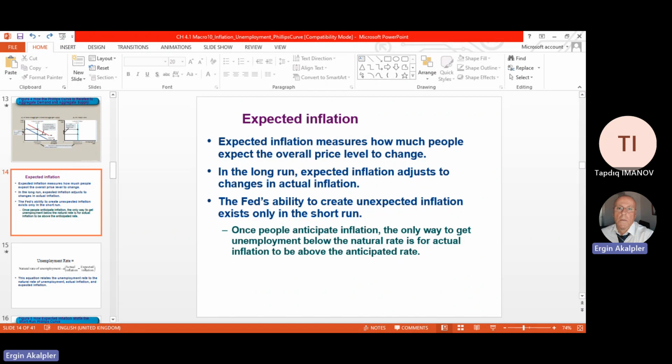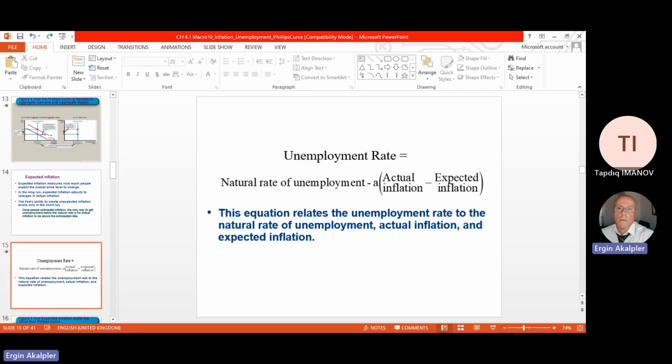Once people anticipate inflation, the only way to get unemployment below the natural rate is for actual inflation to be above the anticipated rate. Let's look at the calculation, how it is going to be estimated. The unemployment rate equals the natural rate of unemployment minus the actual inflation minus expected inflation. This equation relates the unemployment rate to the natural rate of unemployment, actual inflation, and expected inflation.